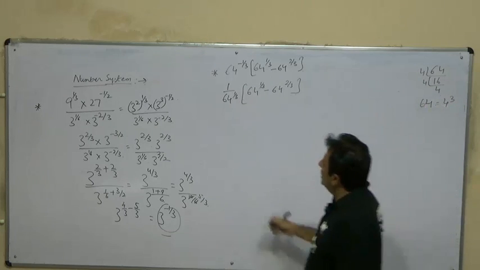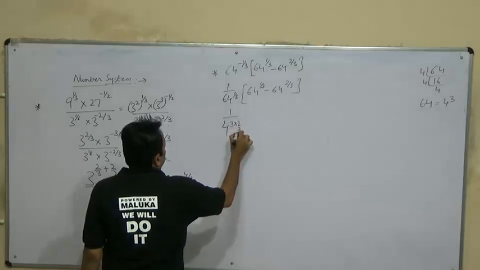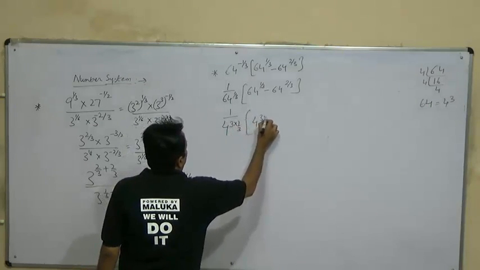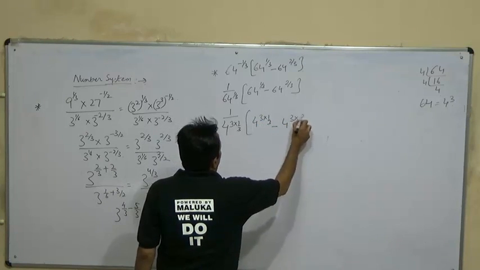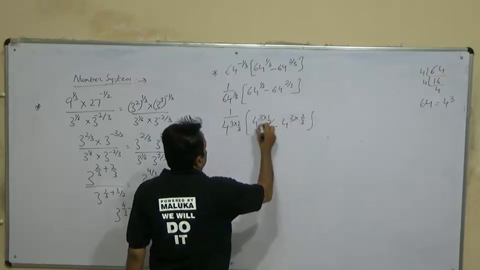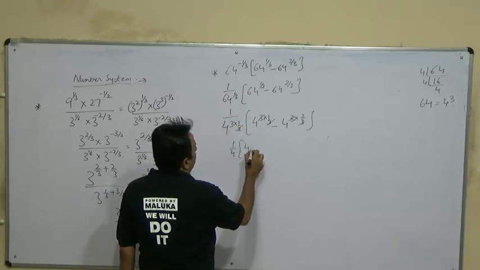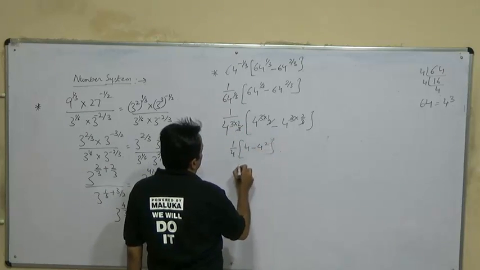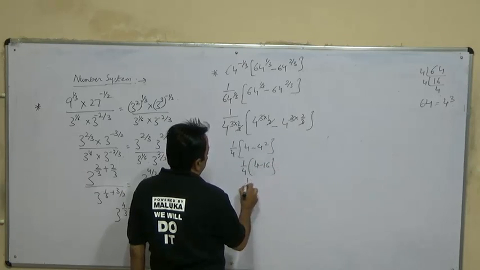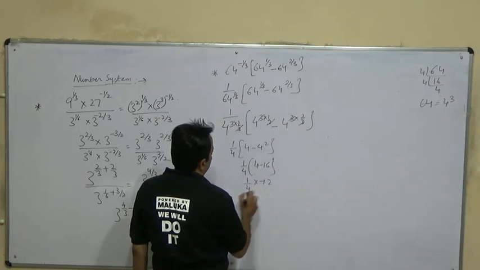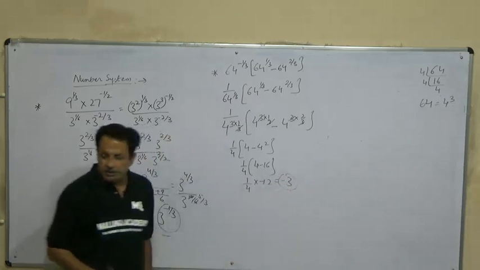So we change here. This will be 1 by 4 raised to power 3, 1 by 3, 4 raised to power 3, 1 by 3 minus 4 raised to power 3, 2 by 3. So these cancel out. So this is 1 by 4, 4 minus 4 square. This is 1 by 4, 4 minus 16, 1 by 4 into minus 12. So this is equal to minus 3. This will be your required answer.